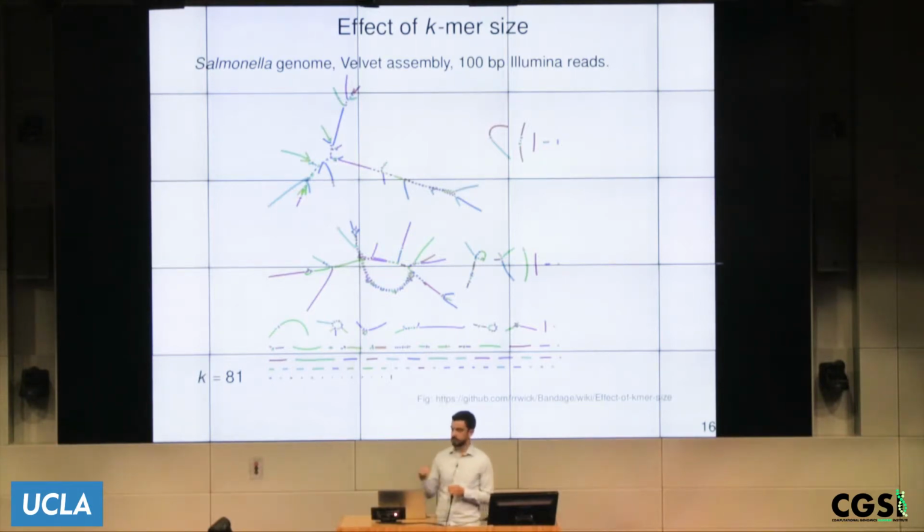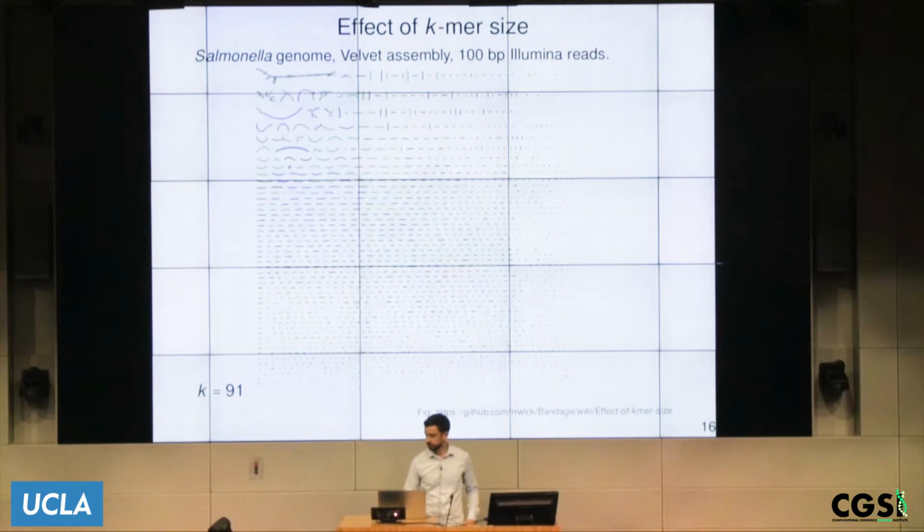I'll talk about this right after, but this is just what happens if you naively construct. I mean, naively, I say naively, but in fact, assemblers have been doing that for a long time. Construct from a single k value. If you observe this, it's natural to ask the question, can we do better?